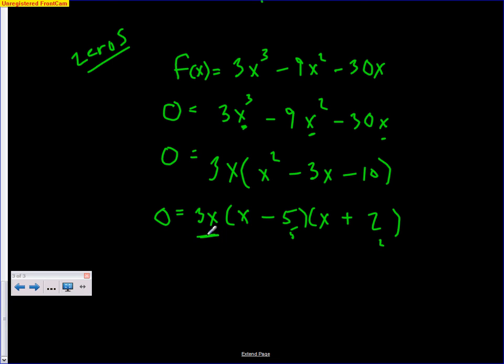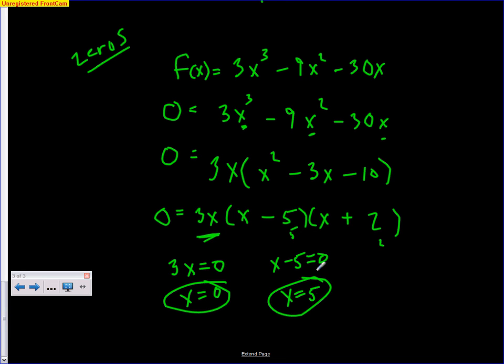So 3x right here could be 0. That's linear. That's so easy to solve. Divide by 3. Oh, 0 divided by 3 is 0. So there's one answer. X minus 5 could be 0. Add the 5 to the other side. X equals 5. There's another answer. And x plus 2 could be 0. Subtract the 2. X equals negative 2. There's another answer. So I got 3 values that all make my function 0.